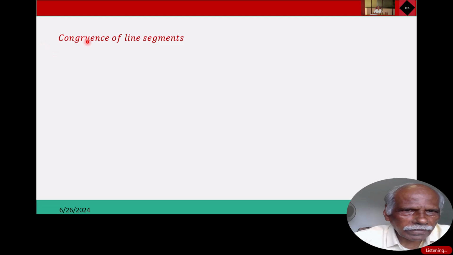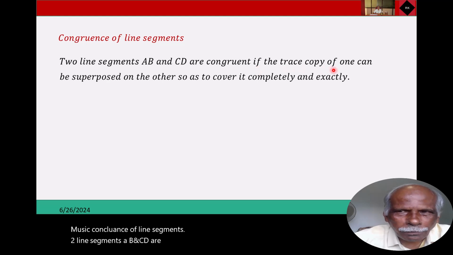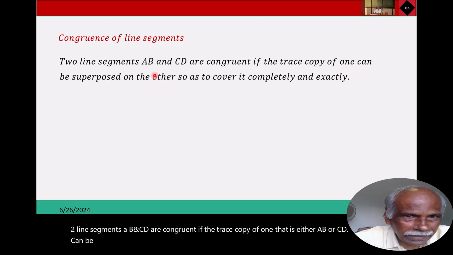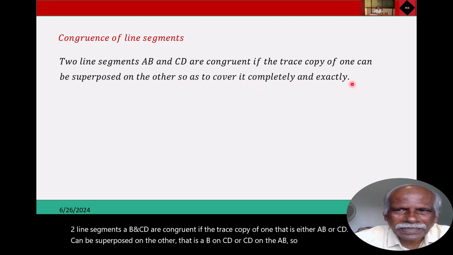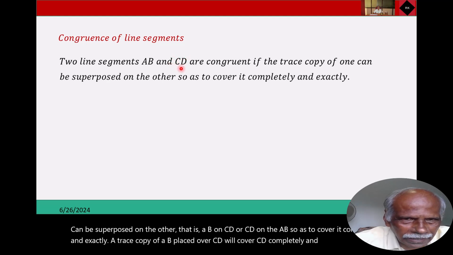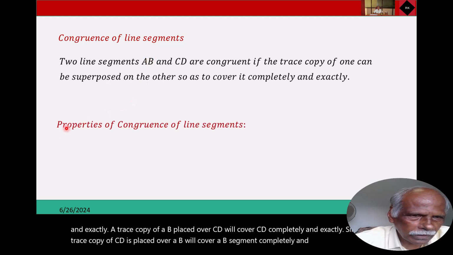We will see congruence of line segments. Two line segments AB and CD are congruent if the trace copy of one, that is either AB or CD, can be superposed on the other, that is AB on CD or CD on AB, so as to cover it completely and exactly. A trace copy of AB if placed over CD will cover CD completely and exactly. Similarly, a trace copy of CD if placed over AB will cover AB completely and exactly.